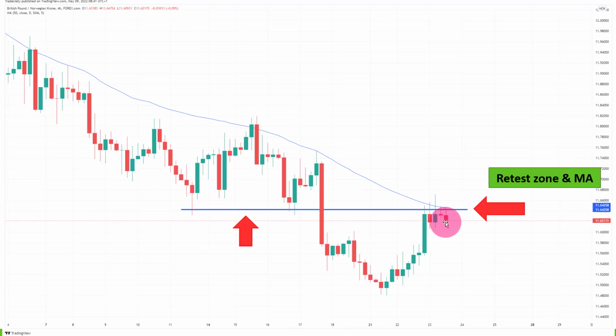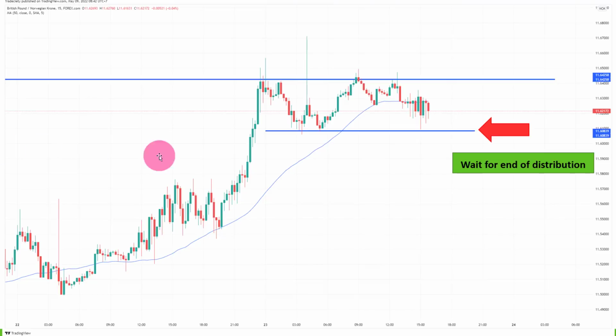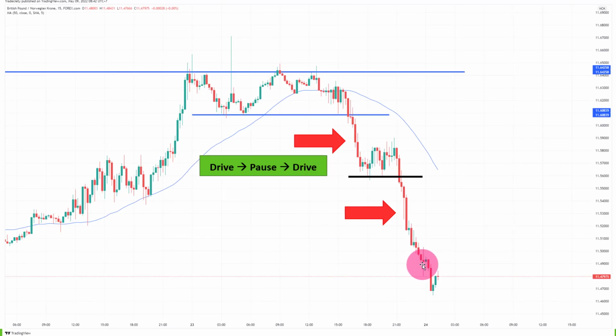We're trading at the perfect confluence area, moving average with the support and resistance zone. We're waiting for the distribution to end, and we're getting in on the next drive. We have the confirmation of the first drive. We're not getting in on the pause, on the consolidation, and then you can see the market in a short period of time really moved lower a lot.